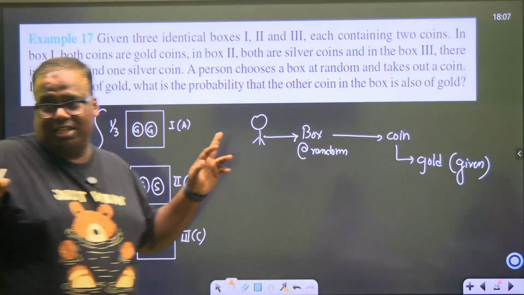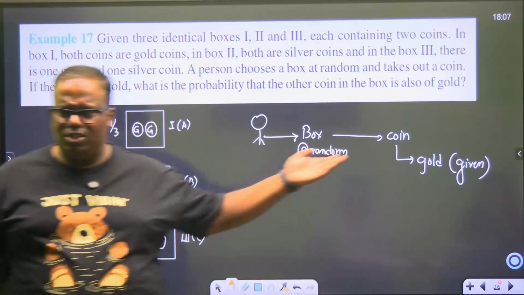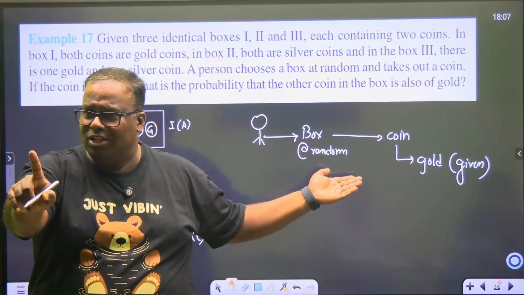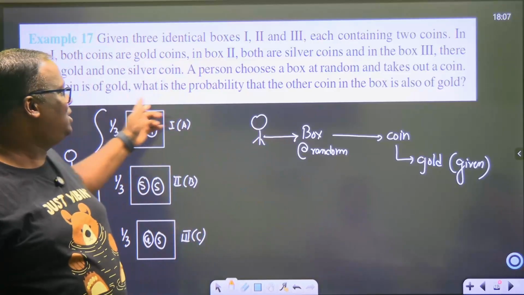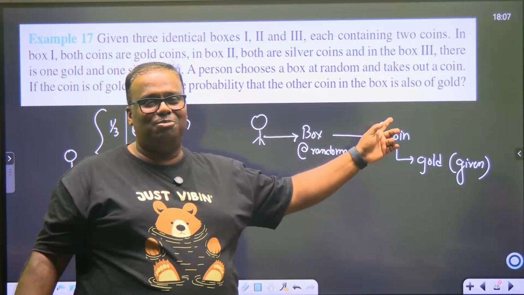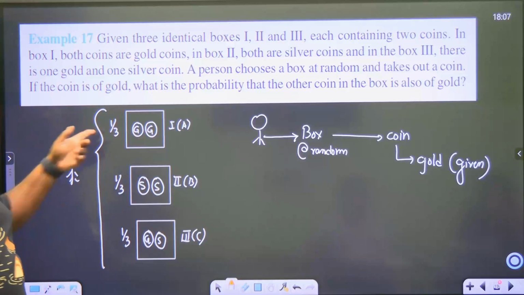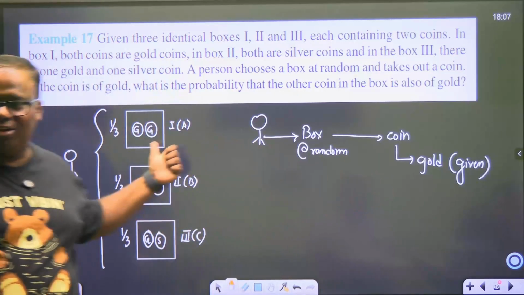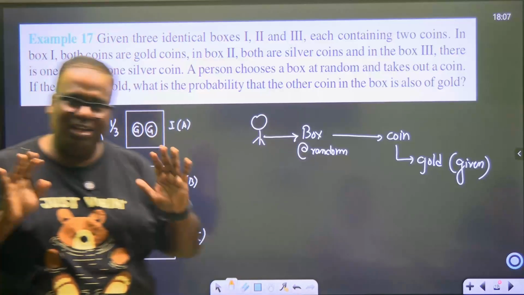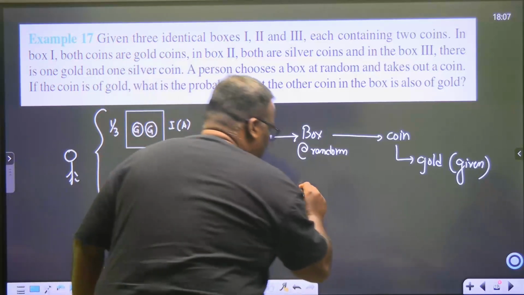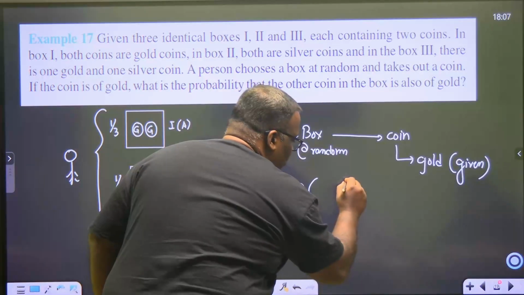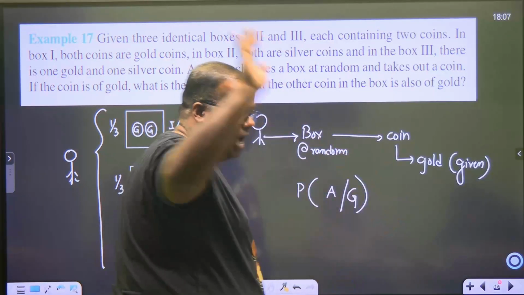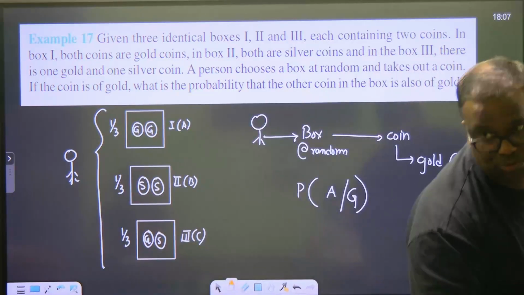Now see, there's a catch here. Generally how will the question be? If this was from gold, what is the probability it came from box 1, box 2, box 3? He is not asking like that, he twists it further. What is the probability that the other coin in the box is also gold? In other words, he is asking, what is the probability that this gold coin came out from box A? Did you understand this trick? So the person is saying that now that you have got a gold coin, what is the probability to get A? I stop here and I leave the problem to you to solve it.